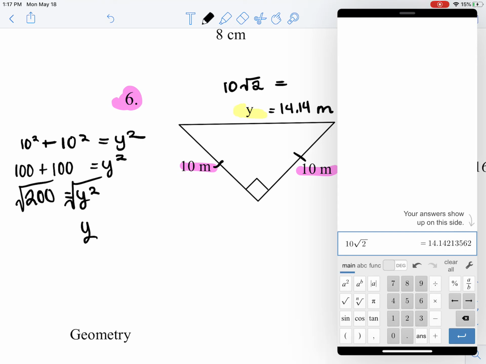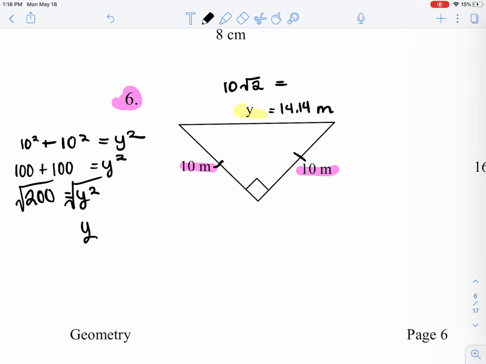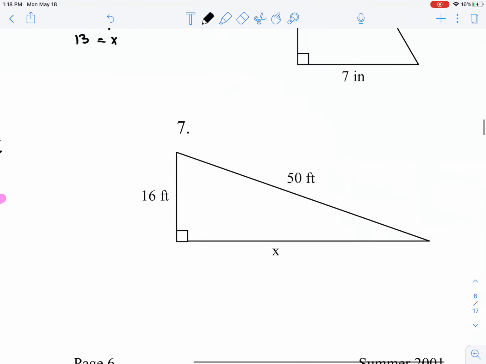So special rights are shortcuts. That's all they are. You don't really ever have to memorize them. They're shortcuts. There's some instances where you have to use the properties, but in all those instances in your probably adult life, you will have the internet and calculators to help you. So moving on.